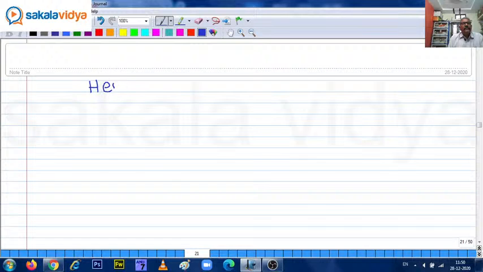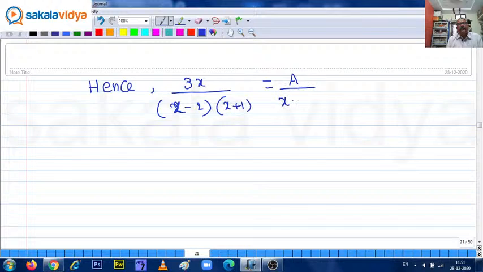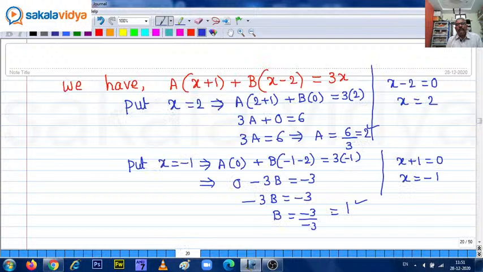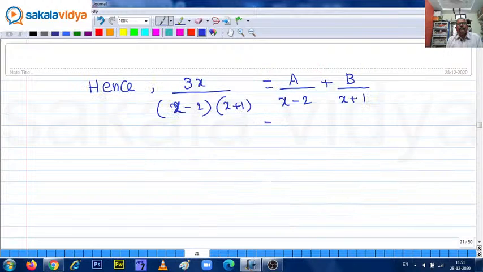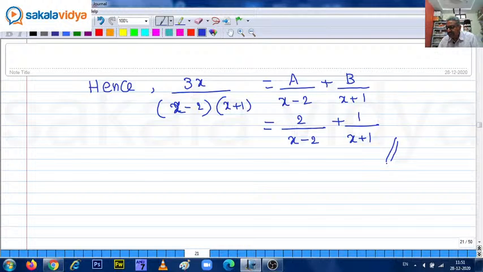Hence partial fractions, hence 3x upon (x minus 2) into (x plus 1) equals, we have like this, a upon x minus 2 plus b upon x plus 1. Let us substitute a value and b value. What is a value? 2, b value is 1. So this equals 2 upon x minus 2 plus 1 upon x plus 1, and solved.